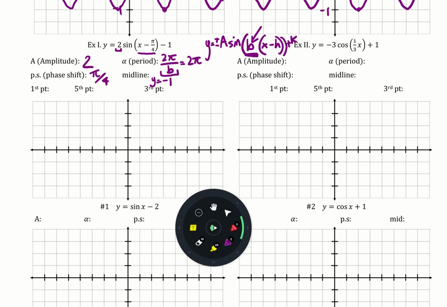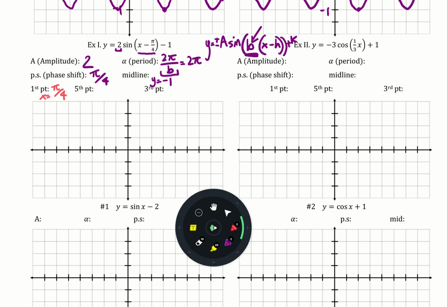Okay, now your first point, again, we're doing the 5-point method. Your first point is going to be where your phase shift is. So our first point is going to be at x equals pi over 4. These are just x coordinates. We'll do the y coordinates in a little bit, but I just want to point out the x coordinate. Right here, I'll even write x equals pi over 4. Your first point is always going to be starting at your phase shift.